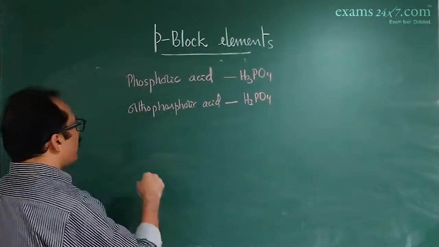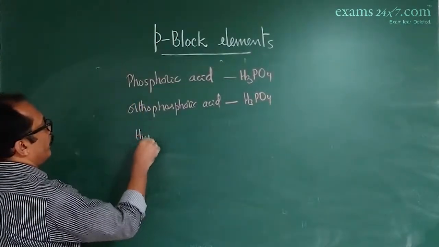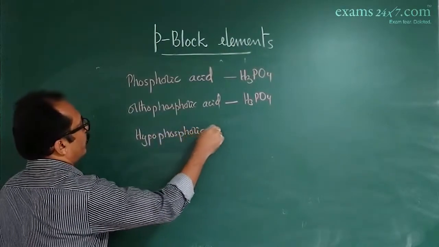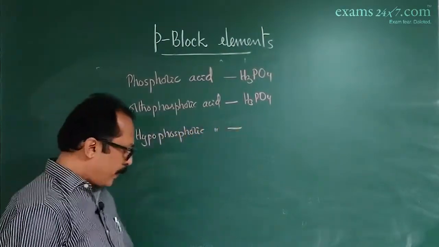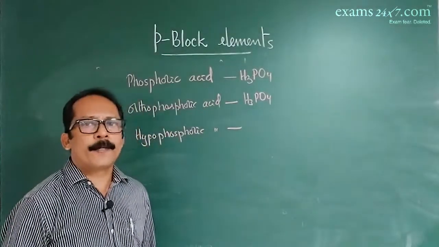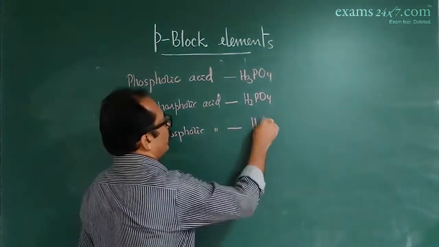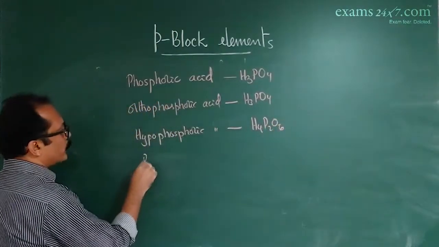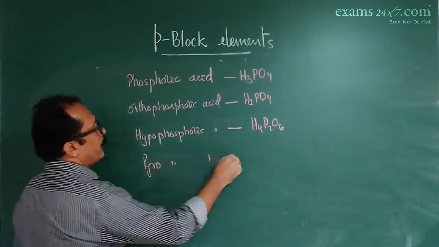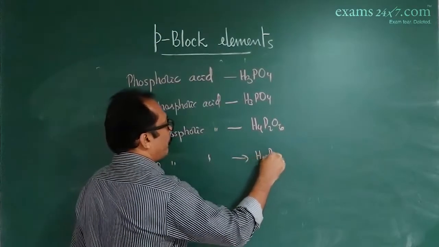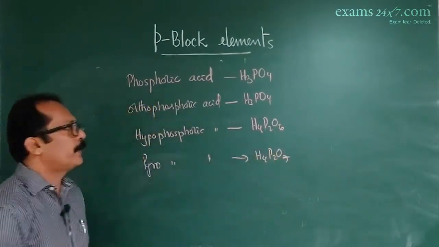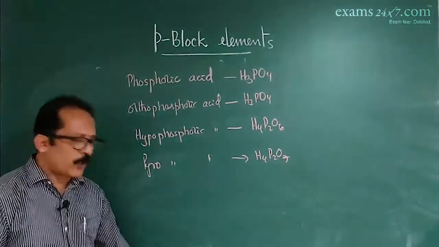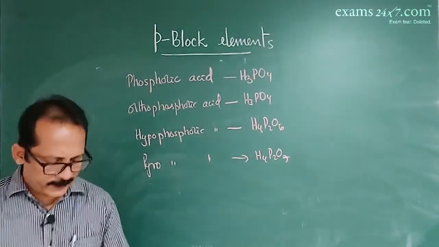Now, next about hypophosphoric acid. The formula of hypophosphoric acid is H4P2O6. Next one is pyrophosphoric acid, that is H4P2O7. Okay. This series is called the phosphoric acid series.